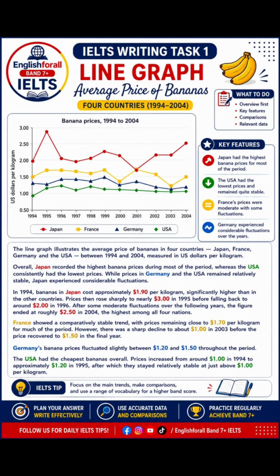The tip that I'll give you is, you have to focus on the main trends, make comparisons. Whatever the things they are given, whatever the topic they are discussing, you have to make comparisons, and you have to use a range of vocabulary for a higher band score, and that's the way to success. That's how you can be successful, and that's how you can get your desired score.